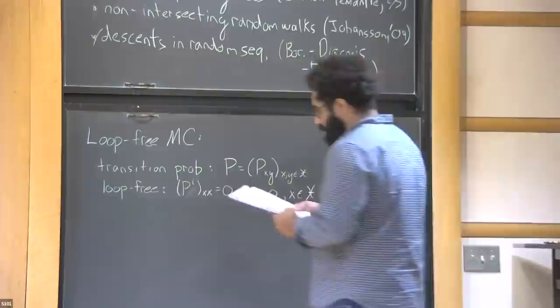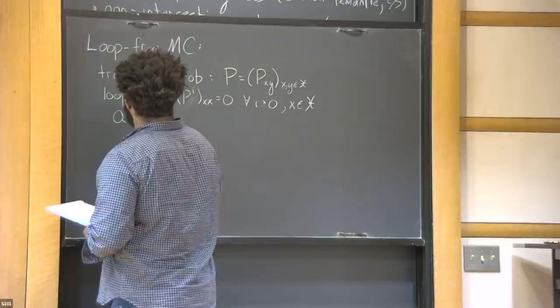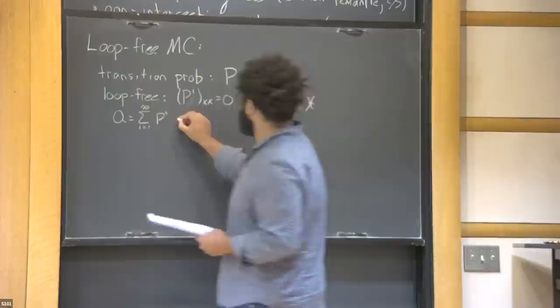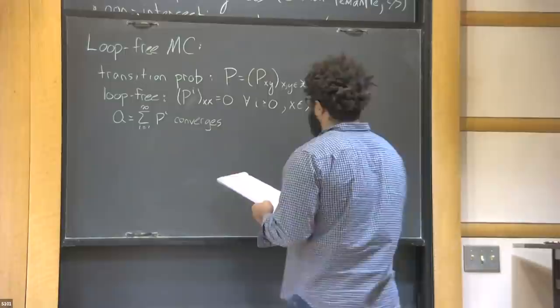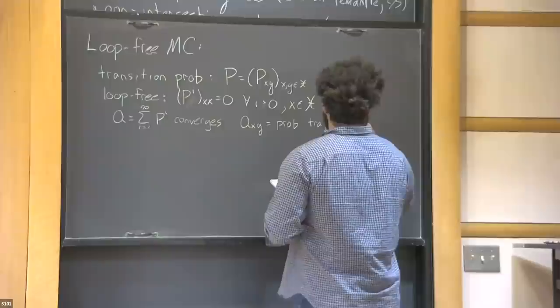Good. So one nice thing that you get out of this loop-free property is you can think about this matrix U, which is just a sum of powers of p, and this converges. Well, what is this telling us? Q of xy gives us the probability that some trajectory that's starting at x goes through y.